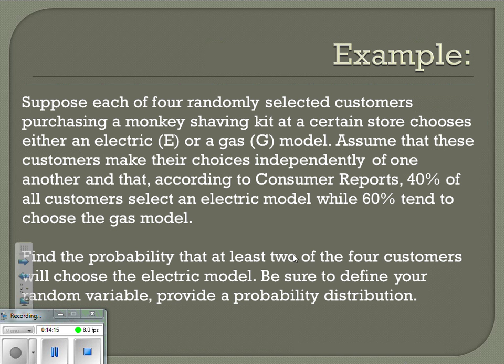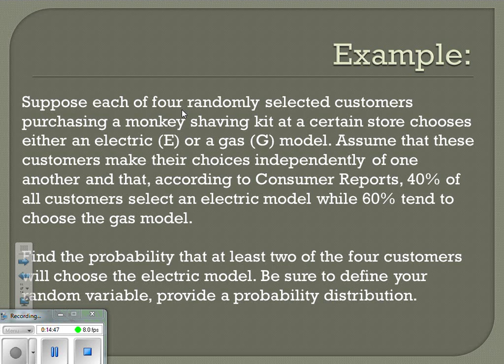So one other quick example. Suppose these randomly selected customers are going to buy monkey shaving kits. Sure, why not? And they can either get an electric or a gas model, right? Who doesn't want a good monkey shaver? But some people might prefer an electric model versus gas. So assuming that they make each choice independently, Consumer Reports says that 40% of people prefer electric models, and 60% tend to choose a gas model. This is a little bit different simply because we're not at a 50-50 shot anymore.